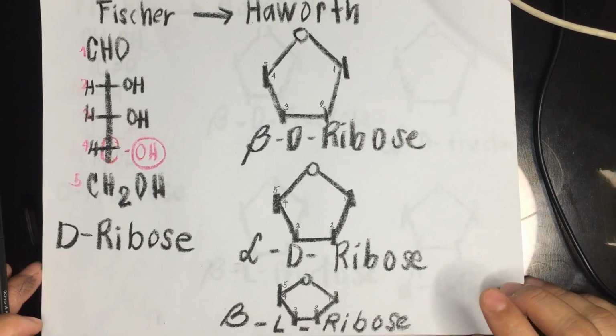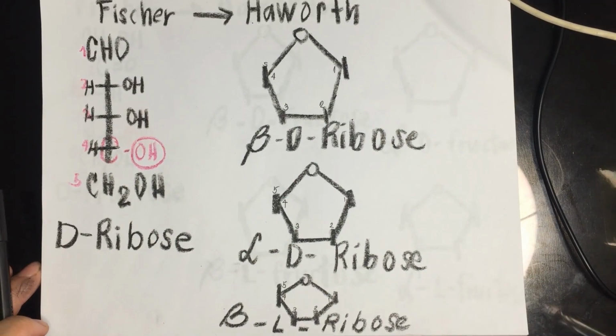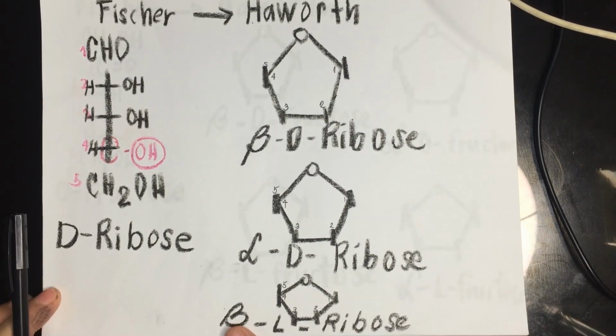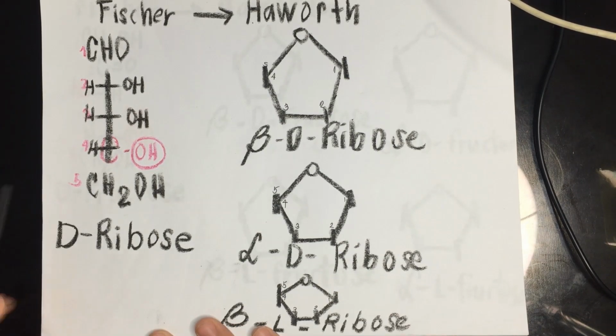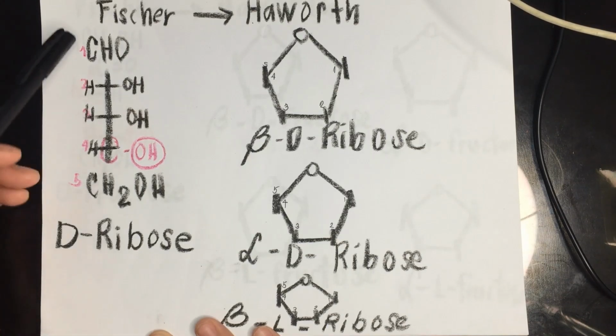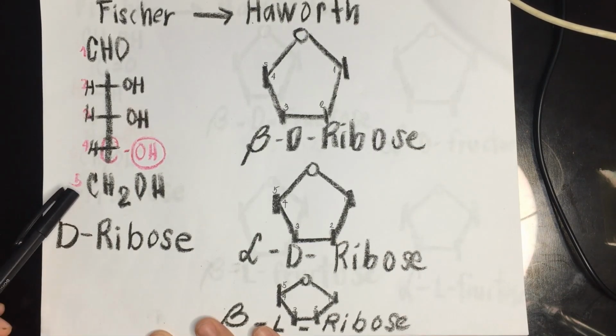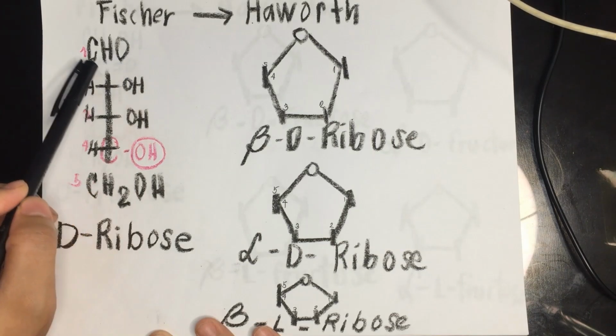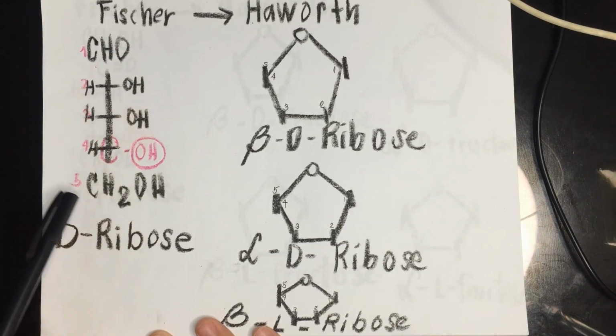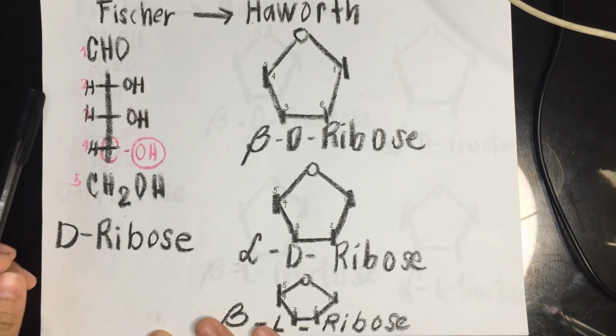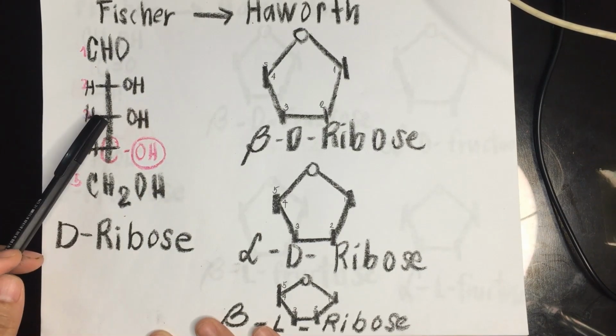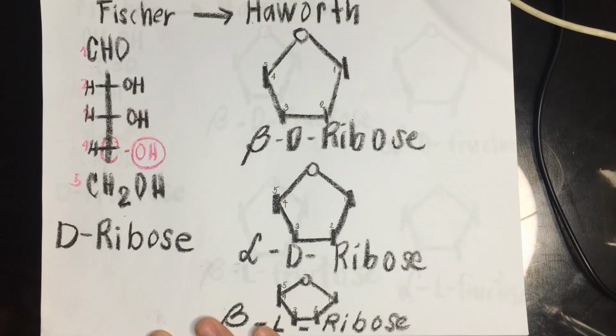Next, we have the Fischer to Haworth projection for our D-ribose. So, D-ribose is a sugar that contains 5 carbon atoms. We start counting the number of carbons: 1, 2, 3, 4, and 5. We write the functional group first that is found on top and then the terminal alcohol. Then we complete our hydroxyl groups.